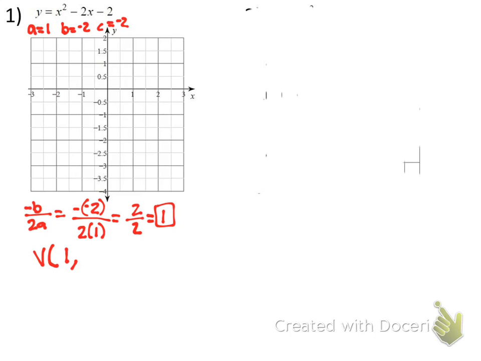We know the input is 1, so we still have to figure out the output. 1 squared is 1. Negative 2 times 1 is negative 2. 1 minus 2 is negative 1. Negative 1 minus 2 is negative 3. So you still start with the vertex of 1, negative 3. We plot our point right there. This is our vertex, what we just plotted. I'm going to put a little v here just so I know it's a vertex.